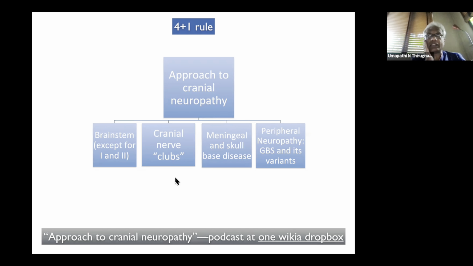And finally, you'll examine the patient's facial sensation and corneal reflex to see whether the fifth nerve is associated. And if it is indeed affected, then you would invoke the possibility of this being a cavernous sinus problem.